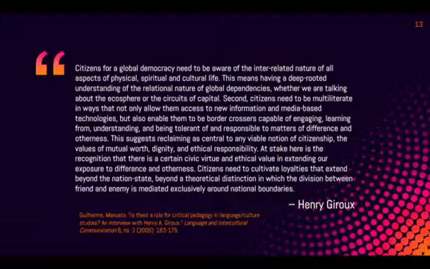Citizens need to cultivate loyalties that extend beyond the nation state, beyond the theoretical distinction in which the division between friend and enemy is mediated exclusively around national boundaries. I would argue that we even need to go further. We need to cultivate loyalties that extend beyond the known altogether, because as I've tried to stress throughout the semester, the known and the unknown extends far beyond national boundaries.